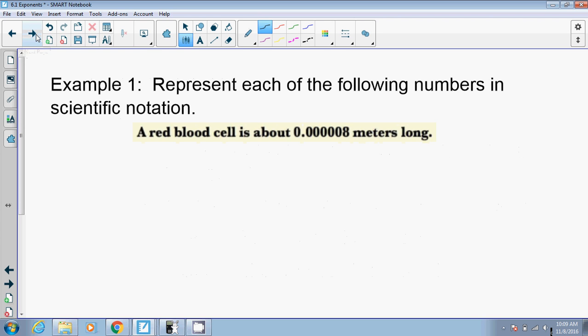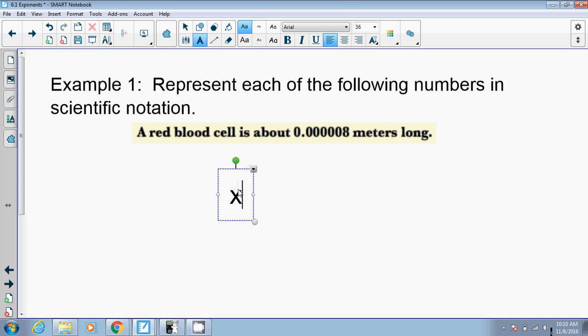So what we're going to start off doing is we want to represent each of the following numbers in scientific notation. So we know a red blood cell is about 0.000008 meters long. Now it's very hard to read that number because of the multiple zeros. So what they do is they write this number in scientific notation so it's easier to read. So remember, scientific notation, we always want a times 10 in there. And we want an exponent on the 10, and we want a number before the 10.